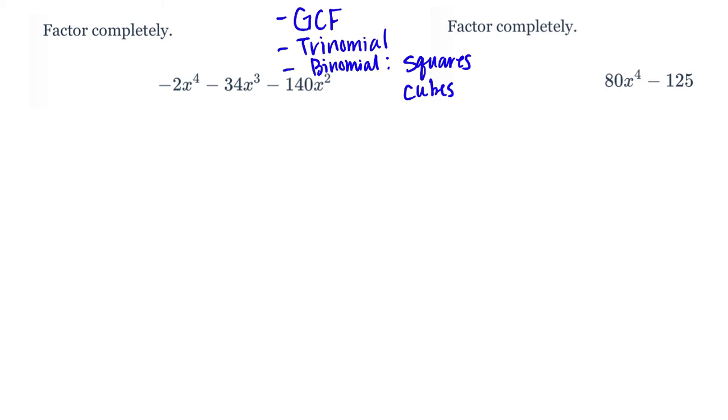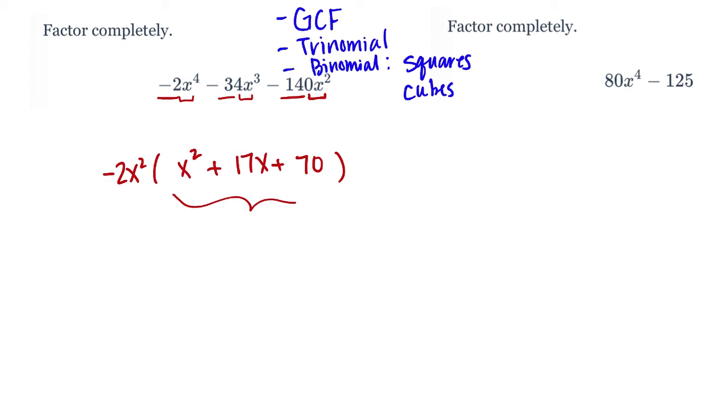Okay, so for this first one, we want to look for a GCF first. And it looks like I can take a negative 2 out of all of these, but also an x squared. So if I take a negative 2 and an x squared out, all of these will become positives now because I took out a negative. So what times negative 2x squared would give me negative 4x squared? That's just x squared. What times negative 2x squared would give me negative 34x to the third? I believe that's 17x. And then this would be 70.